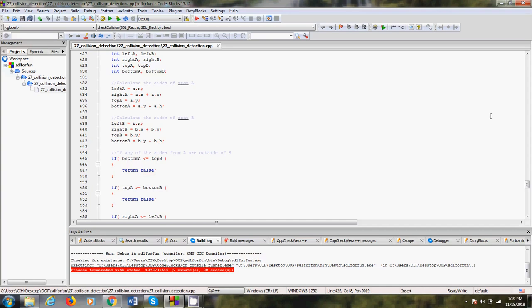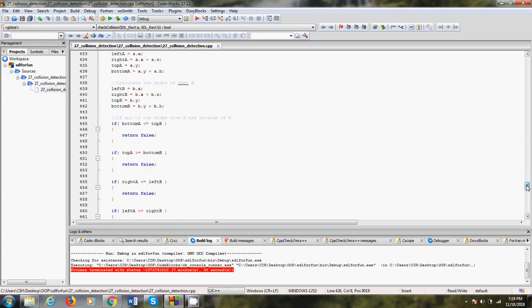And similarly, A dot y gives us the top side of rectangle A, and A dot y plus A dot h, which is the y coordinate with the height added to it, takes us to the bottom side of rectangle A. In a similar fashion, we have calculated the sides of rectangle B.